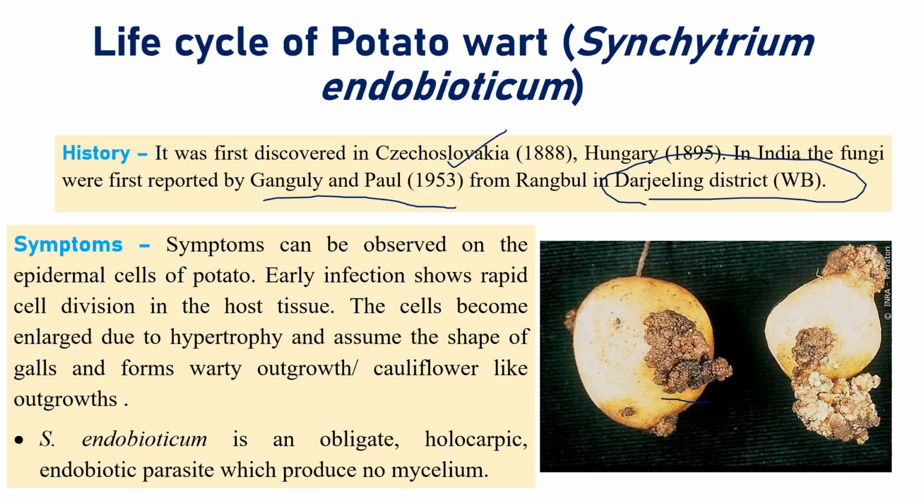If you take a look at the symptoms, the infected potato tubers produce cauliflower-like outgrowths, some kind of warty outgrowths. You take a look at this, it looks exactly like cauliflower, right? That's why it is called a cauliflower-like or warty outgrowth, because of hypertrophy. The infection spreads very rapidly and the entire tissue gets infected. Synchytrium endobioticum is generally an obligate parasite. As we discussed, it is an endobiotic parasite which produces no mycelium.